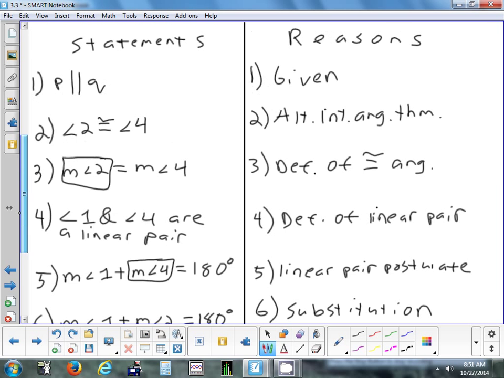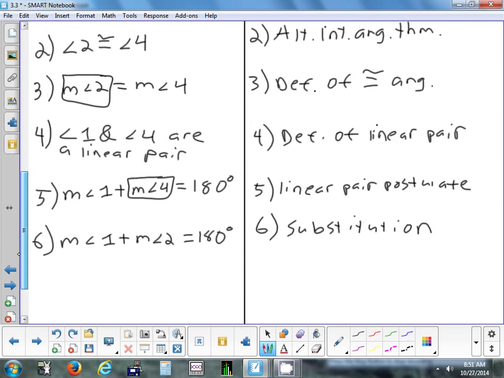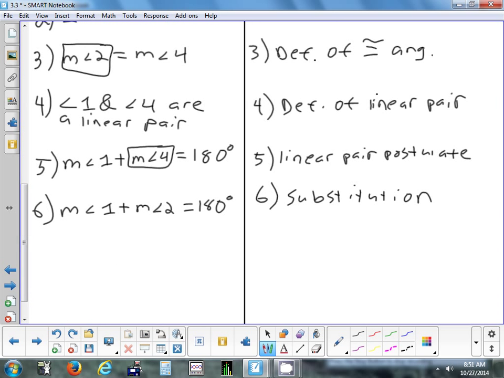And now, is that what they wanted? No, they said to prove that they're supplementary. Well, we've basically done that. Okay, if two angles add up to 180, then they are supplementary. What's the reason for that? Angle 1 and angle 2 are supplementary based on statement 6.